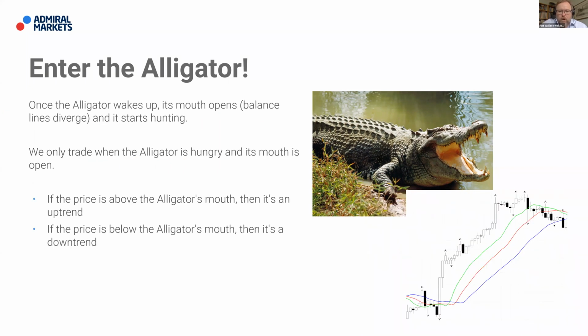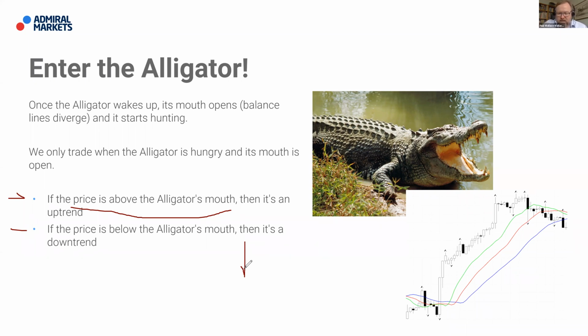So once the alligator wakes up, its mouth opens. Remember, that's the balance lines diverging, and it starts hunting. We only trade when the alligator is hungry and its mouth is wide open. And very simply, and this is one of the things that helps new traders, if price is above the alligator's mouth, then it's an uptrend. If price is below the alligator's mouth, then it's a downtrend. It keeps it nice and simple.